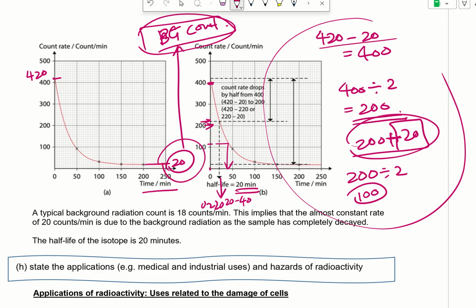Where does this 20 come from? And then after that, even though I get the count rate from the nuclear sample, I divide by 2 to get half of the nuclear sample, right? I still add on 20. This is important. They like to test this.